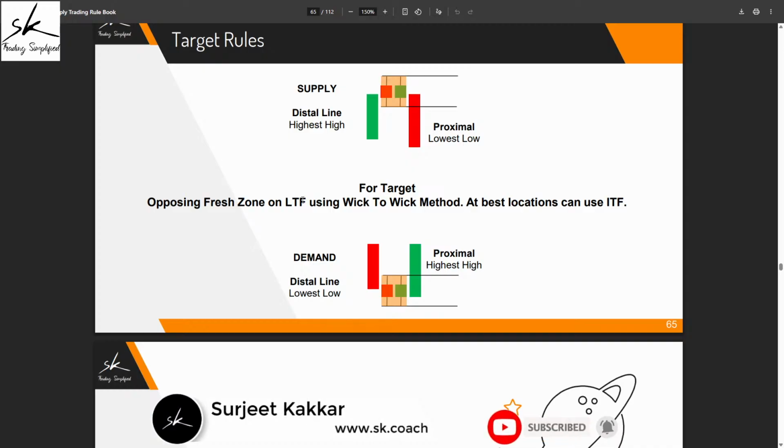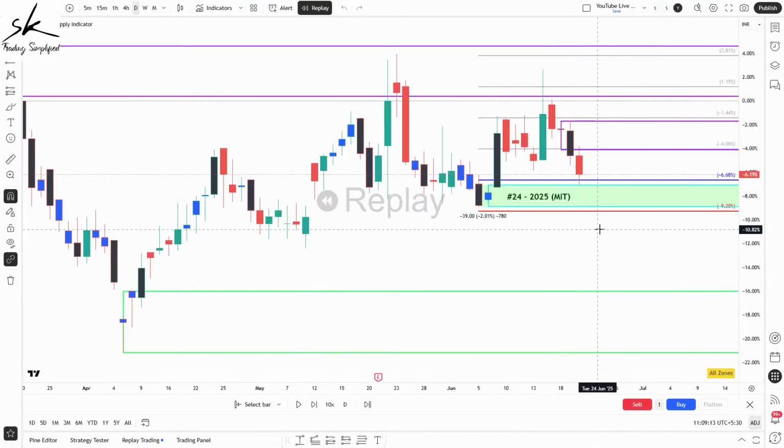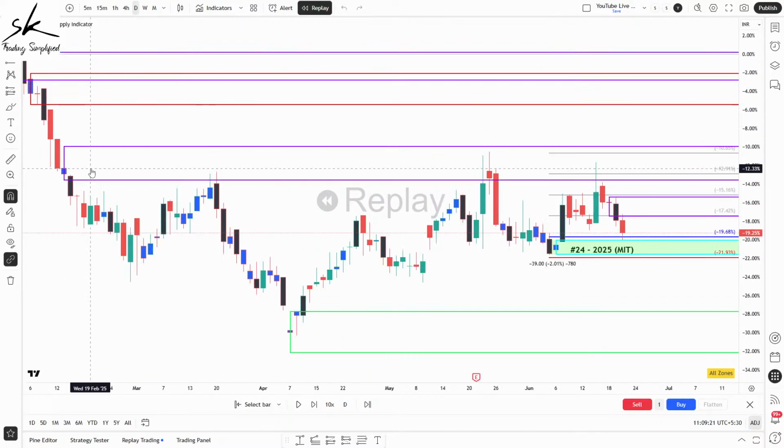Now, even if this would have been a fresh zone, you can see at best locations, we can also use the intermediate time frame. So in a way, target was not a very big challenge because we were planning our trade at the best location. But anyhow, this was already tested, so not our target. This zone is also tested, not our target.